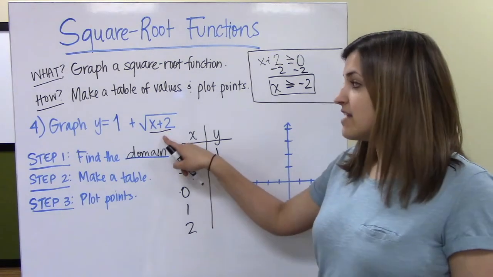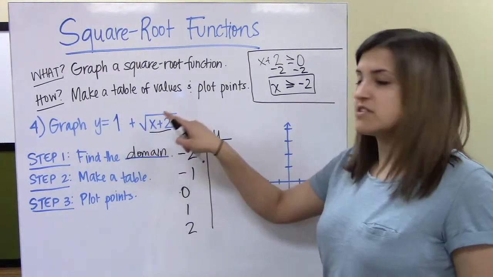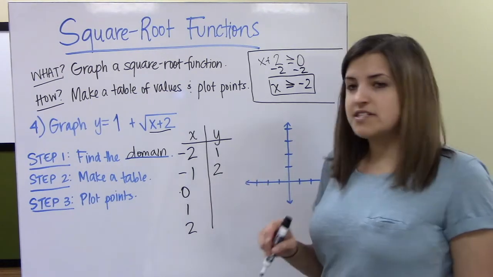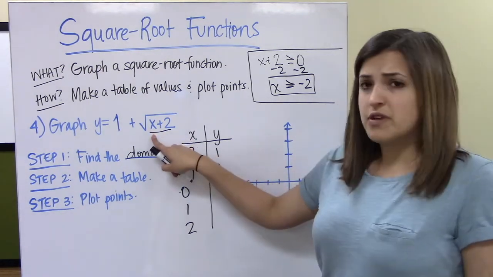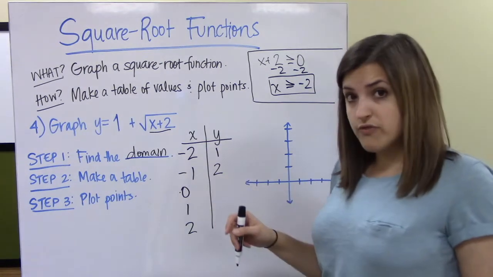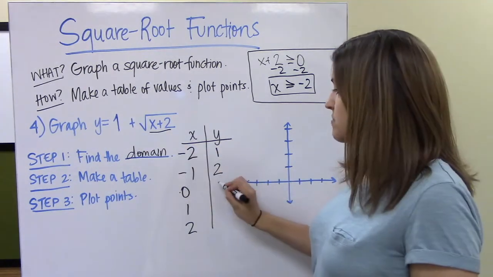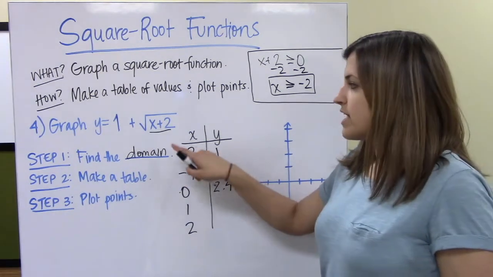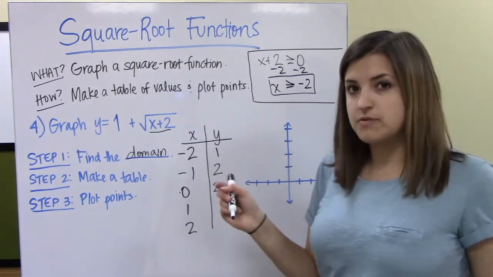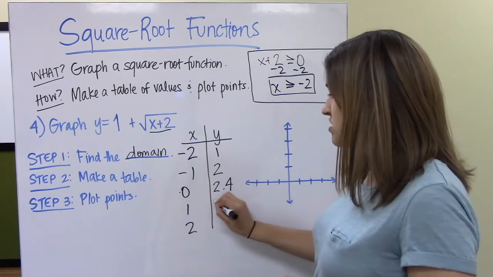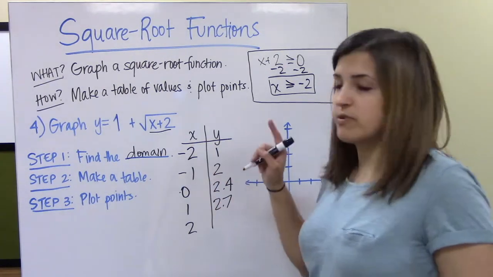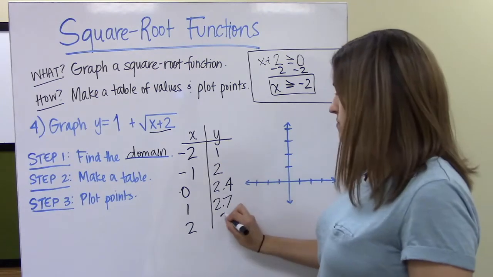If I plug in negative 1, I'm going to get 1 plus the square root of 1, which is 1, so I'm going to get 2. If I plug in 0, I get the square root of 2, which is about 1.4. So here this is going to be 2.4 with plus 1. Plug in 1, I'm going to get the square root of 3, which is about 1.7. So this is going to be 2.7. And if I plug in 2, I'm going to get 1 plus the square root of 4, which is 2. So this will be 3.